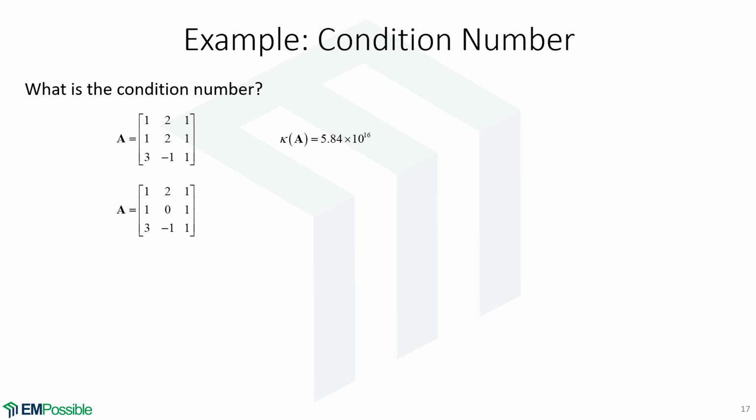What about this matrix? Well, all the rows are pretty linearly independent, and we have a reasonably small condition number. I would call this a well-conditioned matrix.